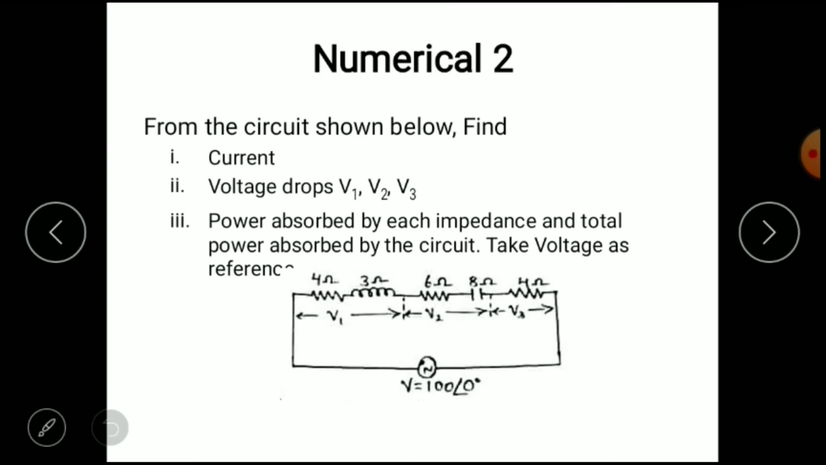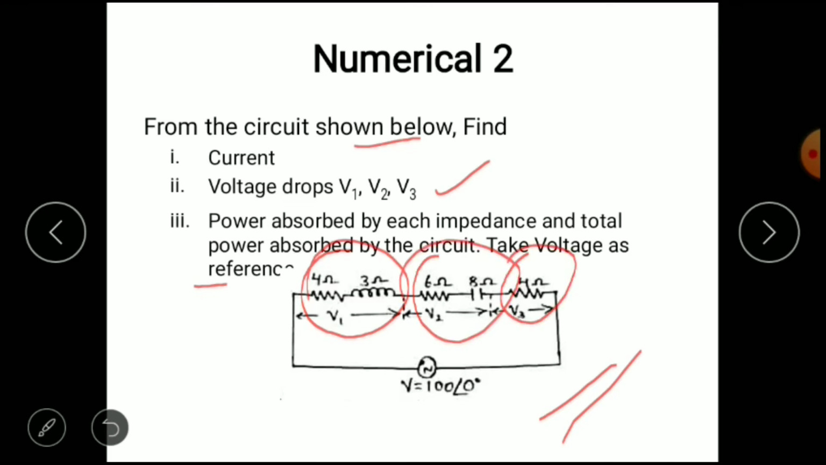The second numerical says, from the circuit shown, find current, voltage drops V1, V2, V3 and power absorbed by each impedance and total power absorbed by the circuit. Take voltage as a reference. We have a circuit given here. We have three impedance values given and we need to find the current flowing in the circuit, voltage drops across each impedance value and power absorbed by each impedance and also the total power absorbed by the circuit. We have a voltage source of 100 at an angle 0 degree.